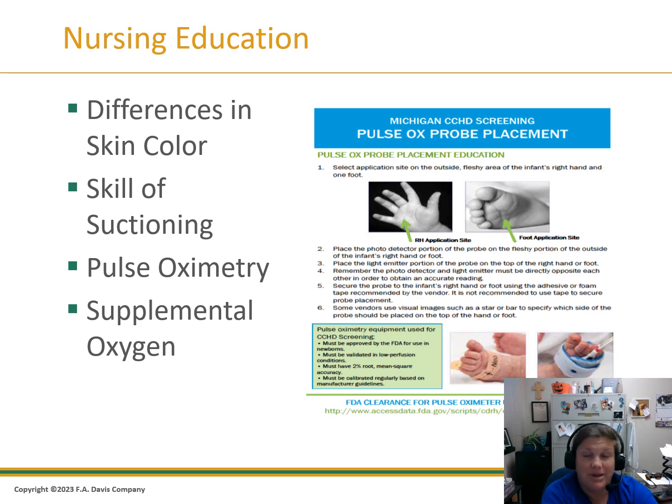Non-rebreather would be the highest. That is the face mask that then has the bag attached to it. With it, you can deliver between 10 and 15 liters a minute. So this is what can potentially allow you 100% oxygenation. It has the highest flow and the highest percentage of O2 that's administered.